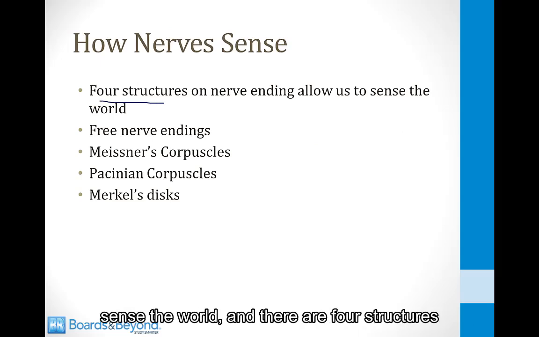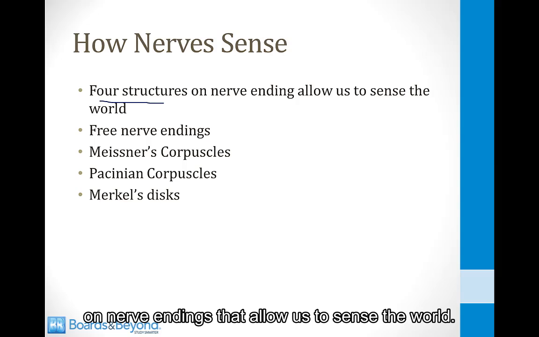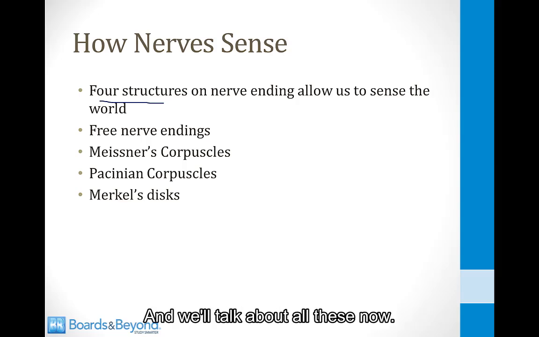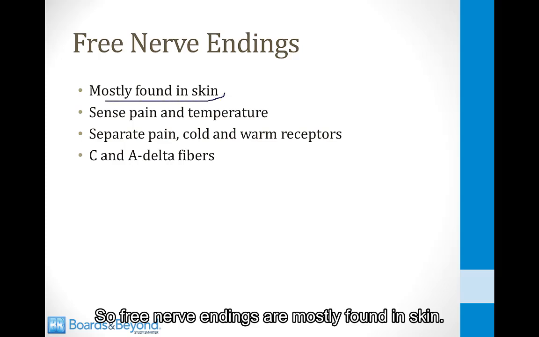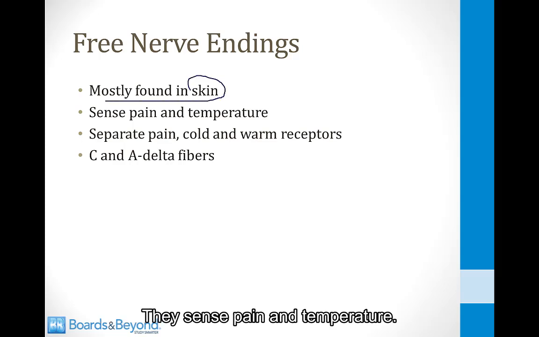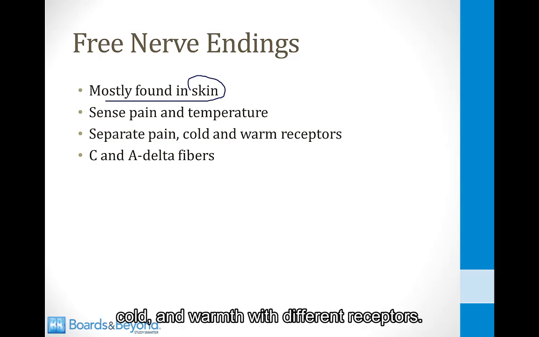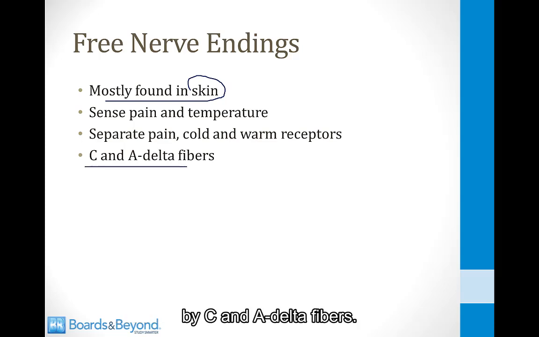There are 4 structures on nerve endings that allow us to sense the world. These are called the free nerve endings, Meissner's corpuscles, Pacinian corpuscles, and Merkel's discs. And we'll talk about all these now. So free nerve endings are mostly found in skin. They sense pain and temperature. There are separate free nerve endings for pain, cold, and warmth with different receptors. And these signals are carried to the brain by C and A delta fibers.